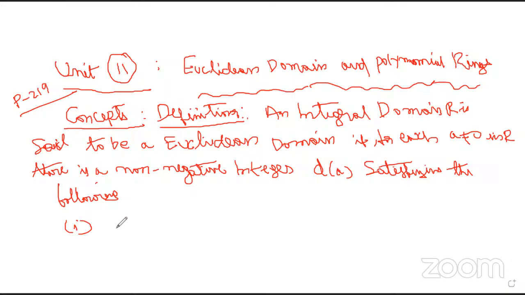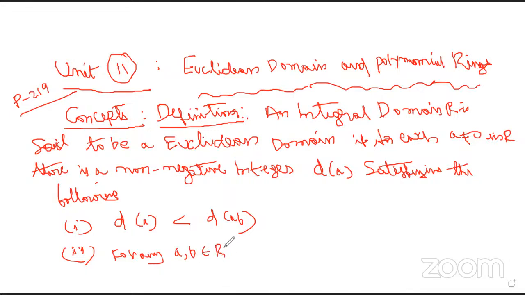First one is D of A is less than D of AB. This is the second property, second condition. For any A, B belongs to capital R with B not equal to 0.